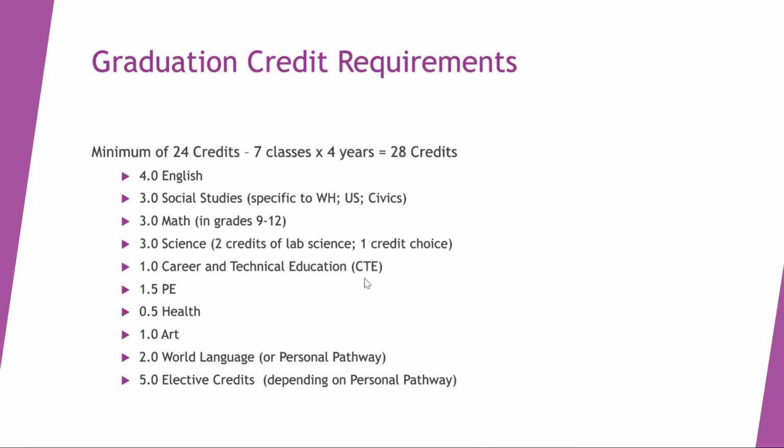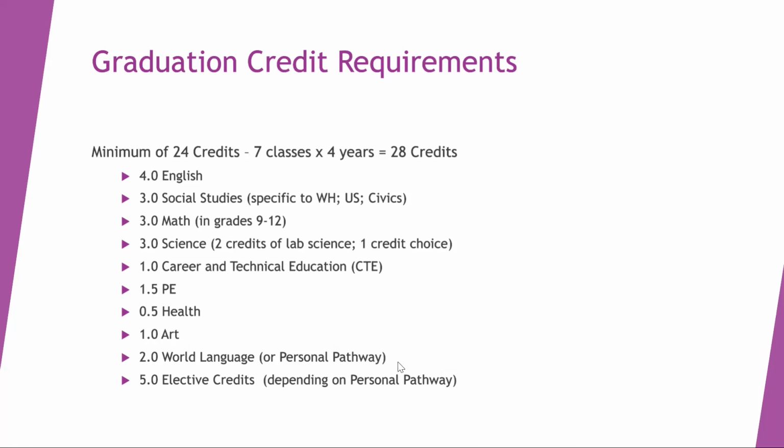But in general, students need 4 years of English, 3 years of social studies, which includes world history, US history, and a civics course, 3 years of math in 9th through 12th grade. So any 7th or 8th grade math classes that students take count for elective credit. They will have to take 3 years of math in high school, 3 years of science, a year of what we call CTE, career technical ed, 1.5 years of PE, a semester of health, 1 year or 2 semesters of art, 2 years of world language.